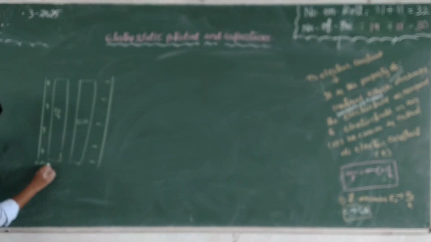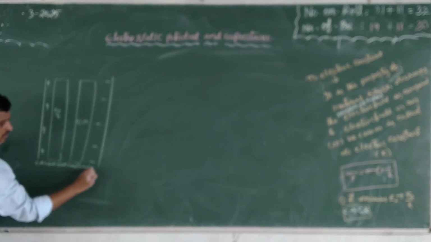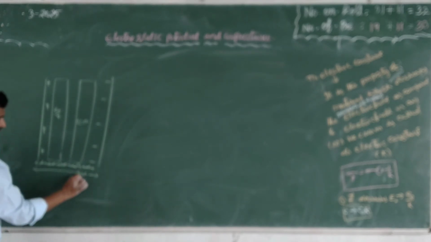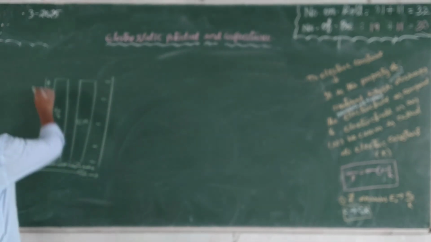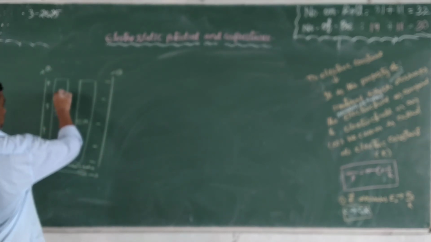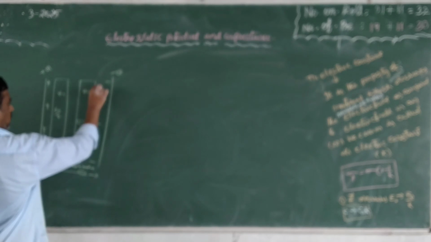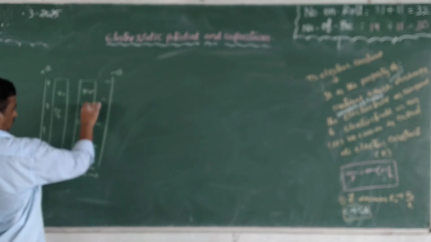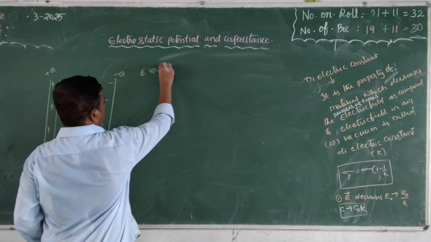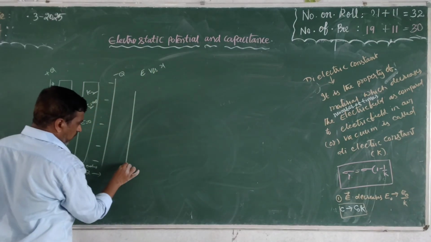Here this distance is d, this distance d, this distance d. So 1, 2, 3, 4, 5, the total is 5d. Here it is plus q, it is minus q. It is k1, k2, where k2 is 0, k2 is infinity. Now draw the electric field versus x.